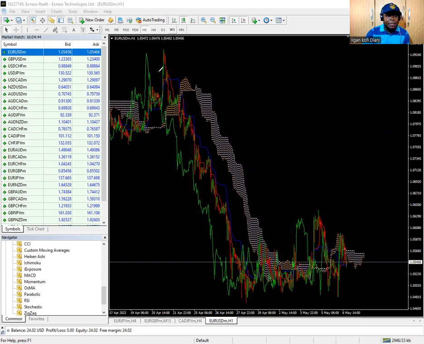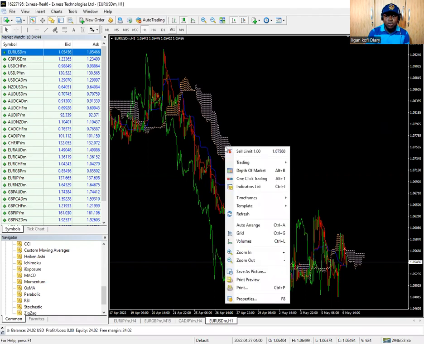Okay? So let me add the last one. Which one do I add? There are more here, but okay, let me delete this one. I think that is that about Ichimoku, okay? So that is the rule about Ichimoku.